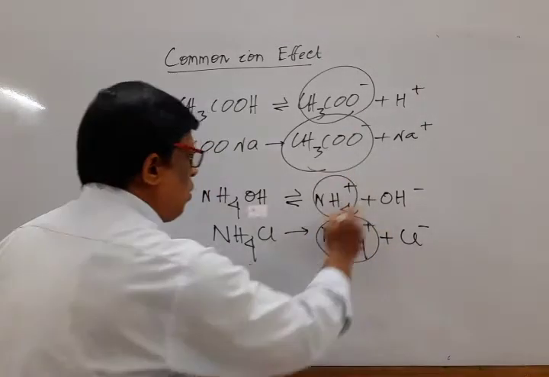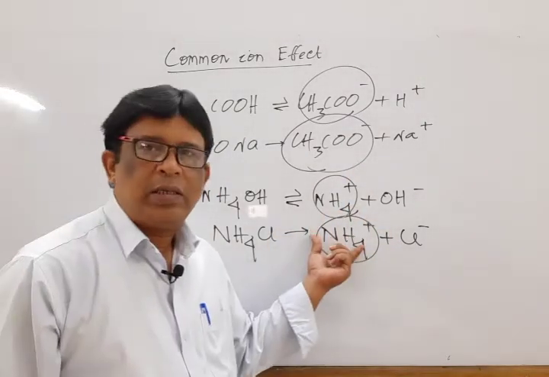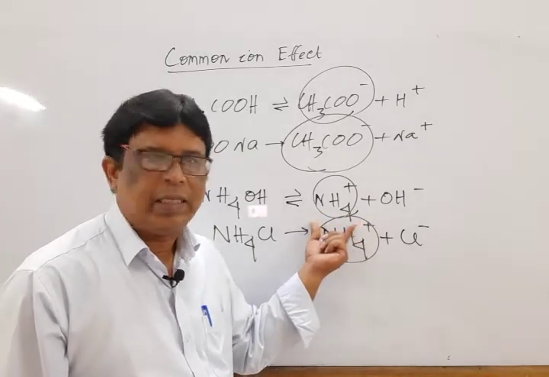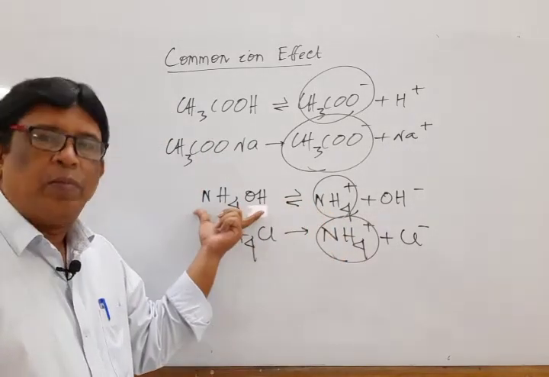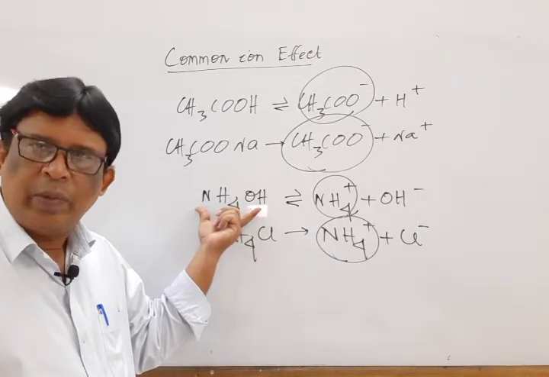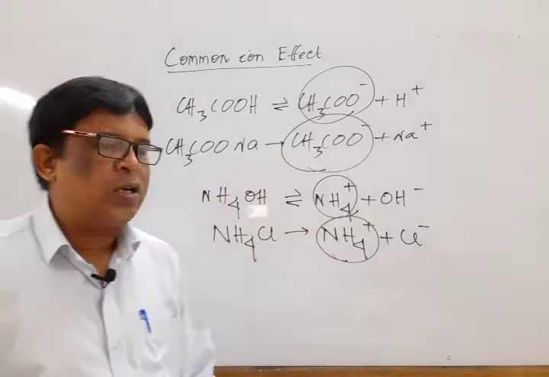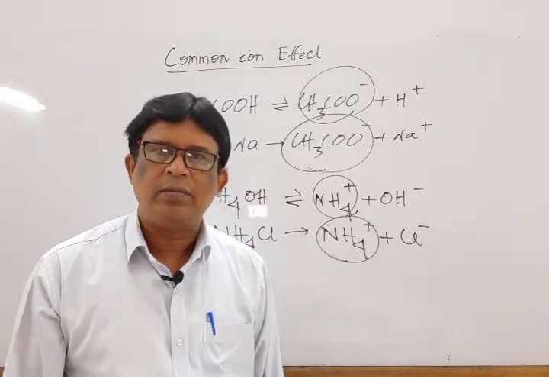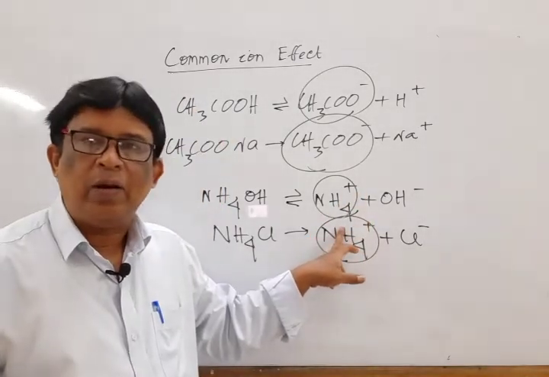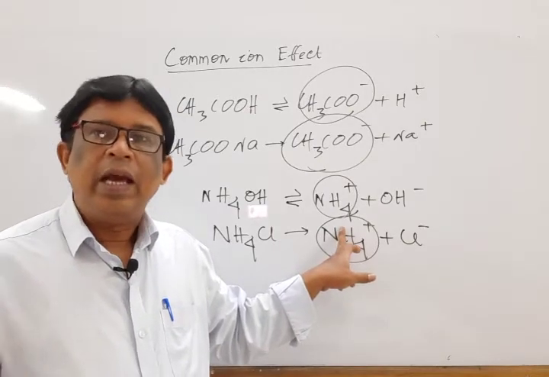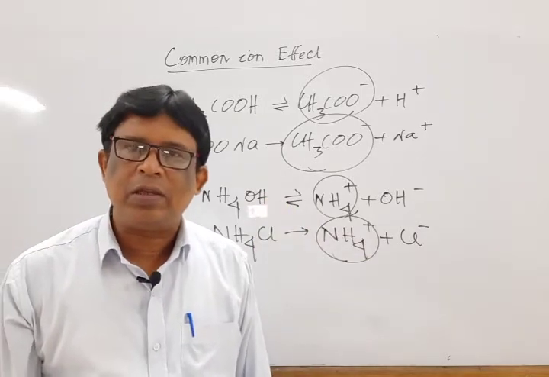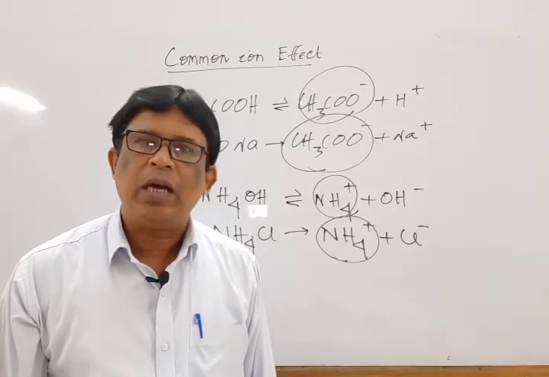Here we observe it is the common ion, as a result of which, by applying Le Chatelier's principle, the concentration of ammonium ion on the product side increases, so equilibrium shifts backward, forming more amount of reactant, that is ammonium hydroxide. In other words, the dissociation or ionization of ammonium hydroxide is suppressed. This is known as common ion effect. If there is one ion which is common, then it affects the ionization or dissociation system, which is known as common ion effect.